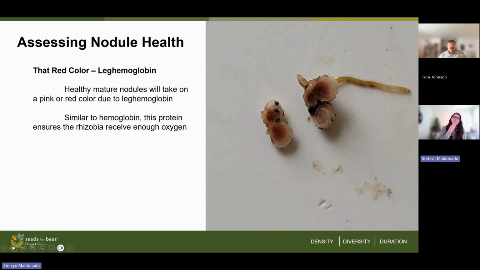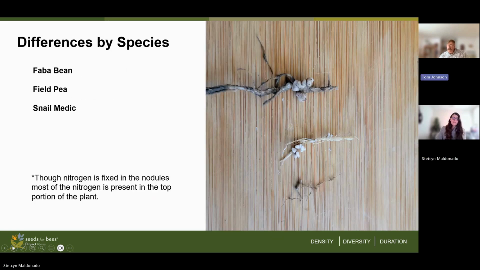Something that I thought was pretty funny when I was making this slide is I was trying to remember, how am I going to remember leghemoglobin? Such a funky name. And then I realized it's just legume hemoglobin. So I was laughing at myself for that one. Plant blood. Yes, plant blood.